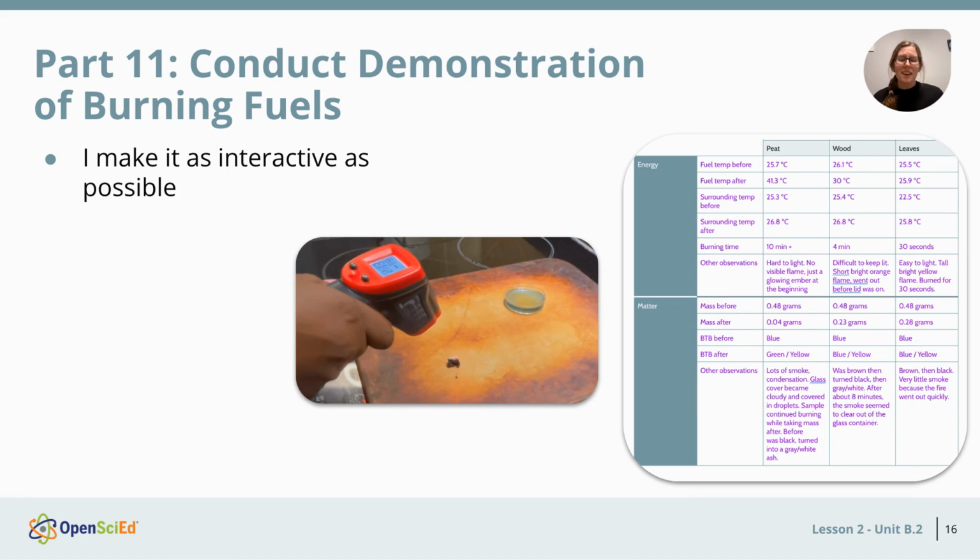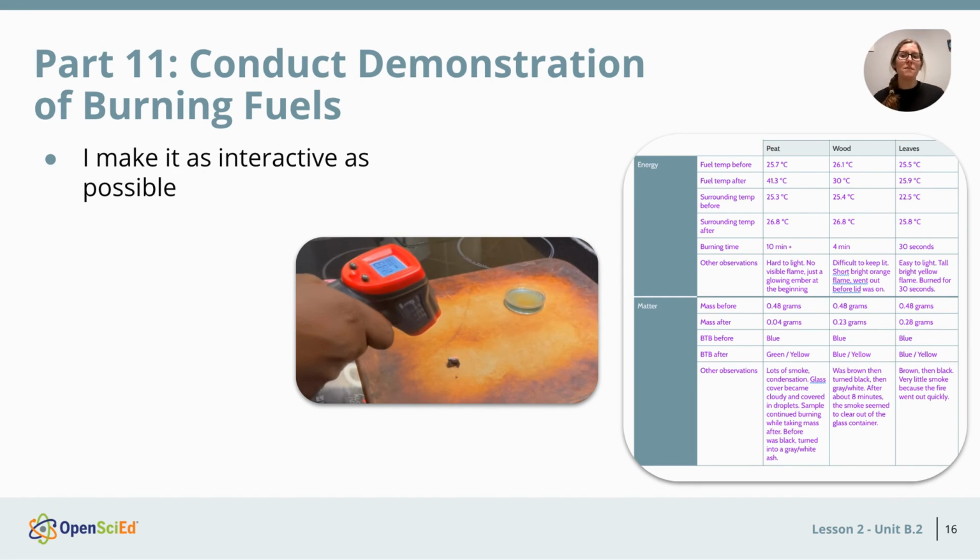Part 11 is when we will be conducting the demonstration of burning the fuels. I recommend, if you're able to do this in a fume hood, that's really helpful, especially because peat is going to produce a lot of smoke. And making the bromothymol blue, the BTB, ahead of time is going to make this a lot faster.